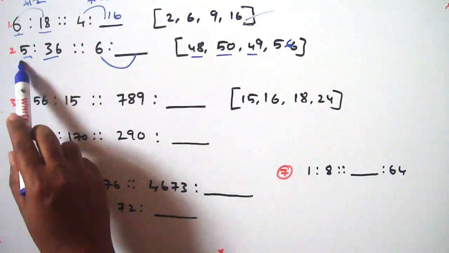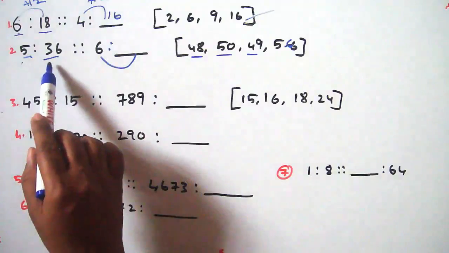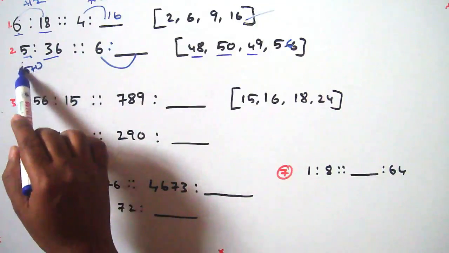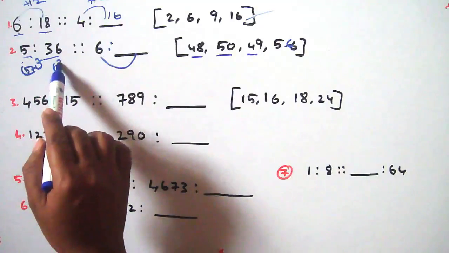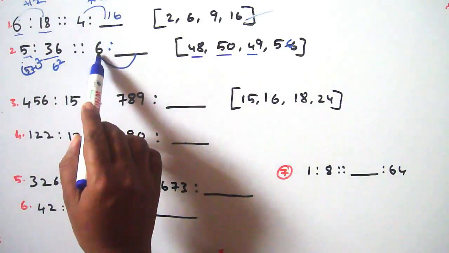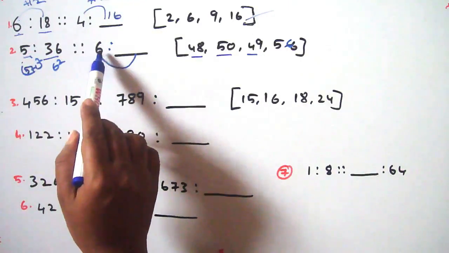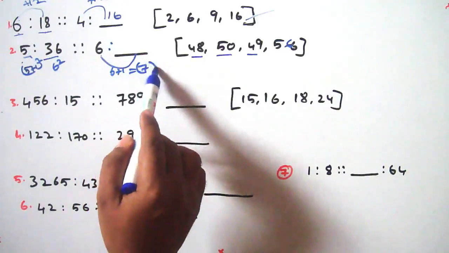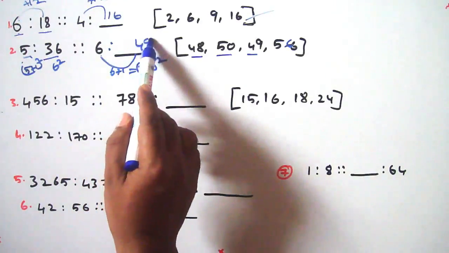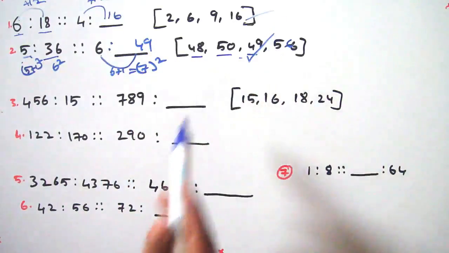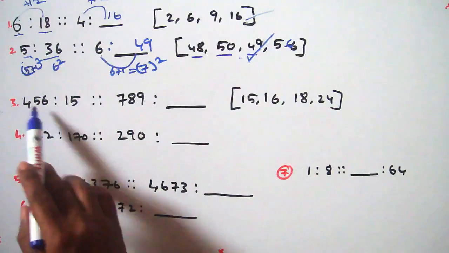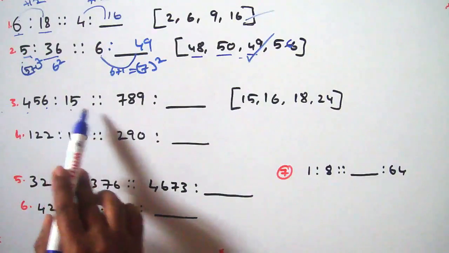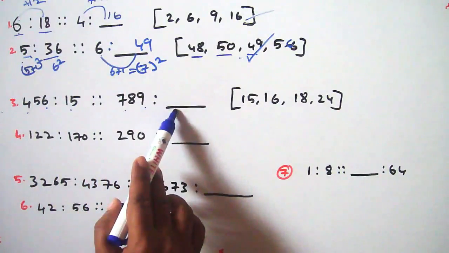Okay, from 5 we can't get 36, but 5 plus 1 whole square, that is 6 square, is 36. In the same way, we are going to add 1 to the 6, that is 6 plus 1, that is 7 square, which is 49. We can see it here in the options. See, friends, the third question. 456 is to 15 as 789 is to dash.